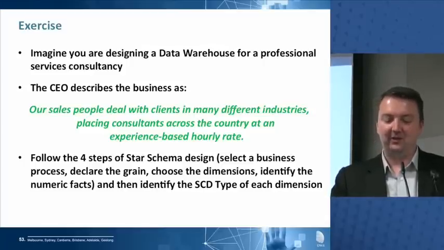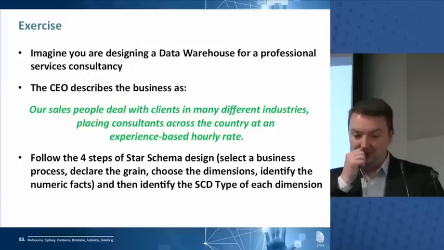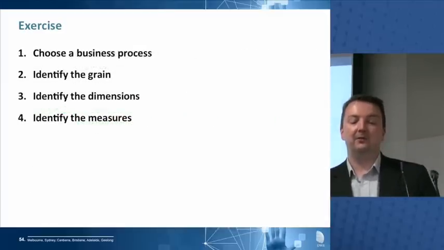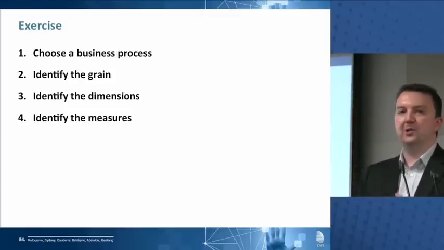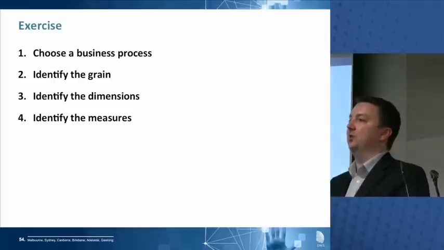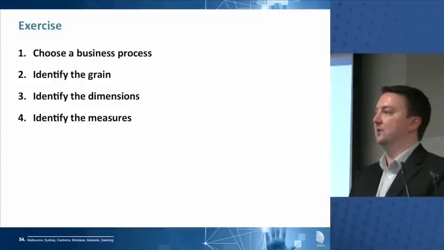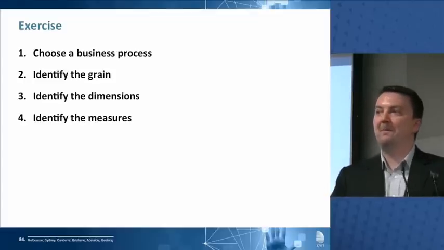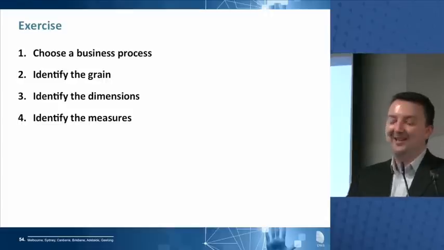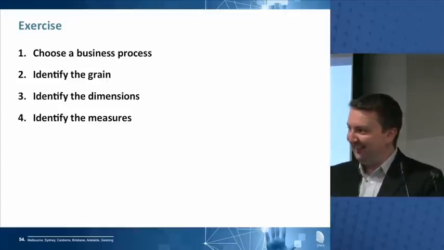Okay, so the four-step process, let's follow it through. So imagining we're building a data warehouse for this professional services consultancy, we need to choose a business process. What sort of business process do you think would be interesting to our professional services consultancy? Things that they want to know more about. Billable time. A professional consultancy wanting to know about billable time, or in fact timesheets, would we say?